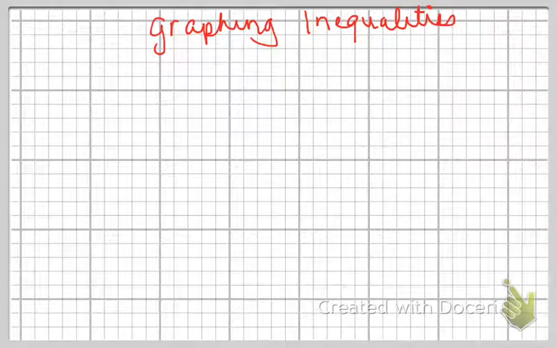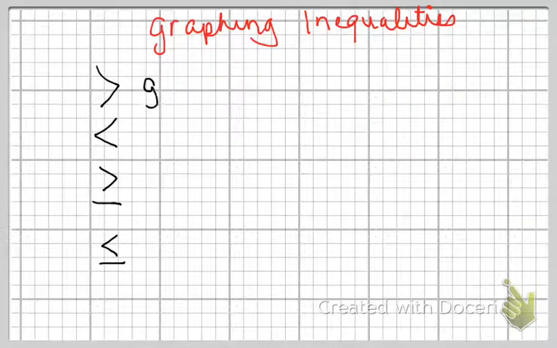Alright, in this video we are going to graph the solution set of a linear inequality with two variables on a coordinate plane. So what I want to do is talk about inequalities and what you notice about them. Inequalities are really like the greater than symbol, the less than symbol, the greater than or equal to symbol, and the less than or equal to symbol.